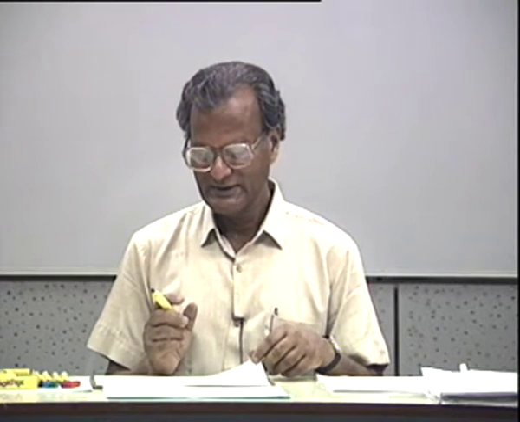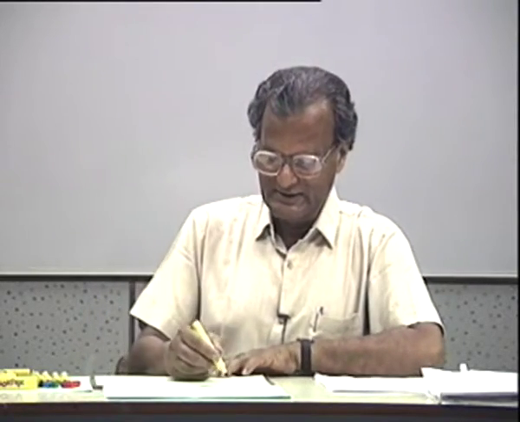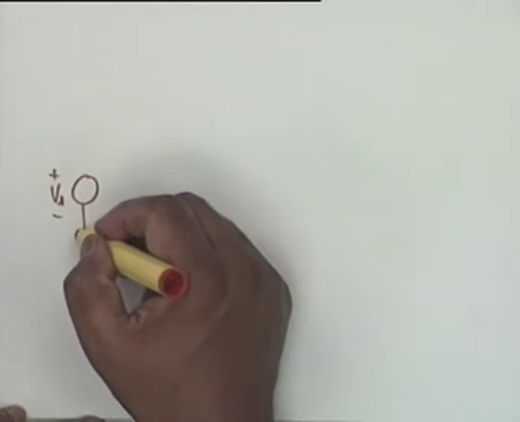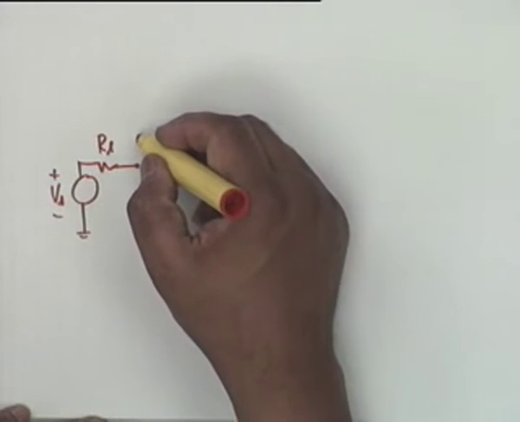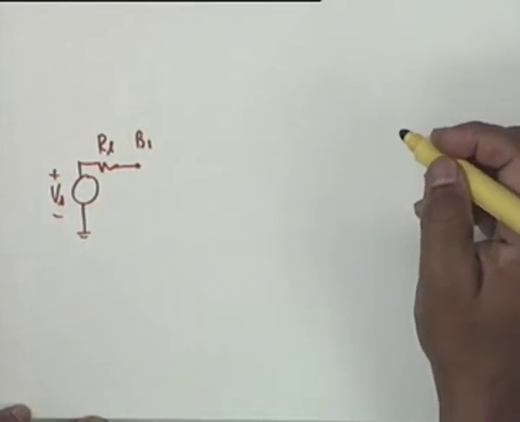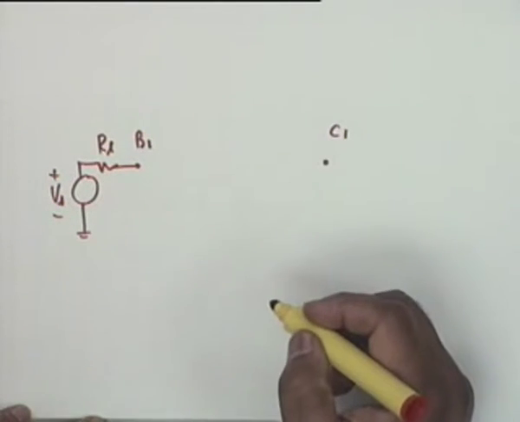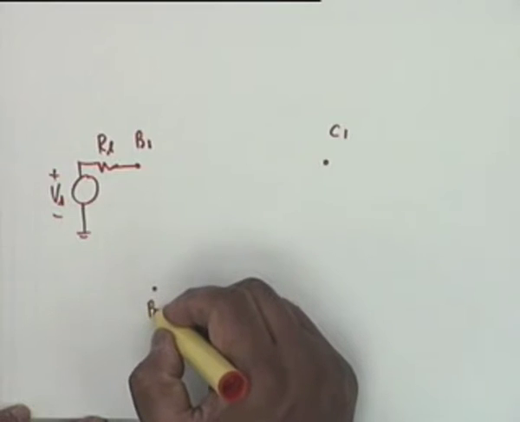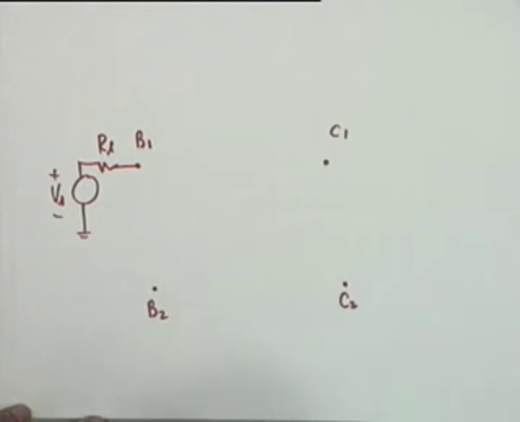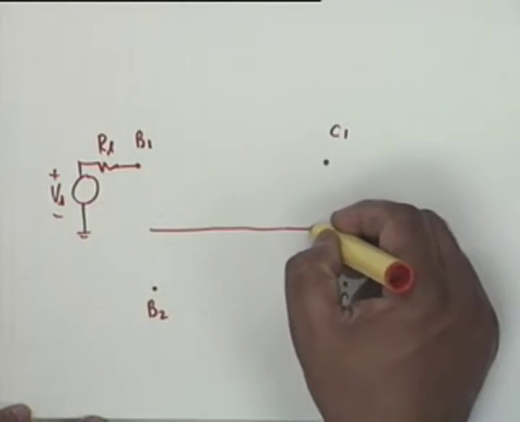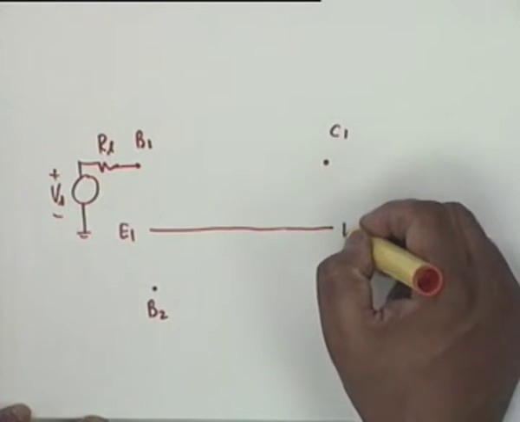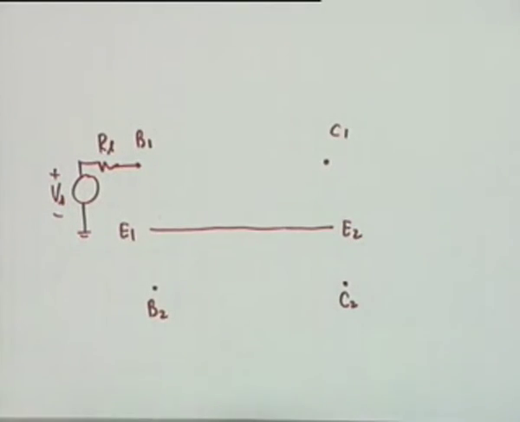One requires an equivalent circuit, which we shall now draw carefully. The equivalent circuit is as follows: Vs, Rs, this is the source. Then let's put these points B1, C1, B2, C2, and the emitter is common, and therefore let's have an emitter line here, which is E1 on the left and E2 on the right. This will help us in drawing this circuit very easily.